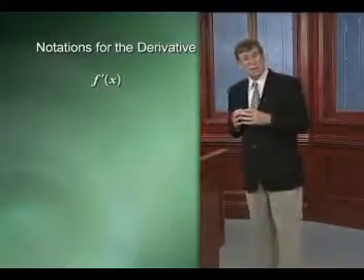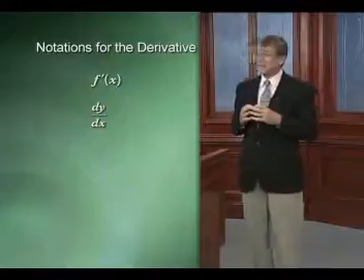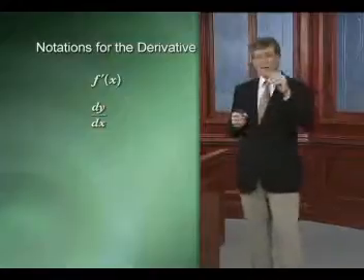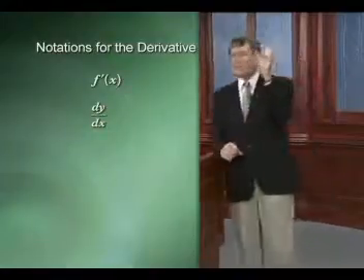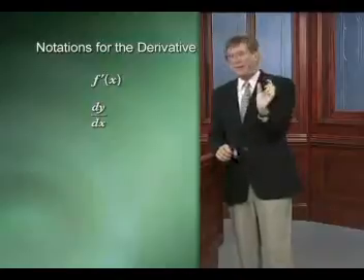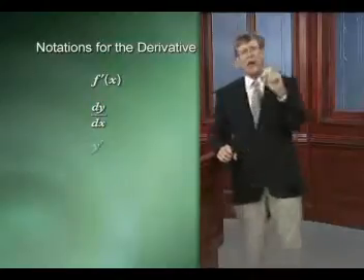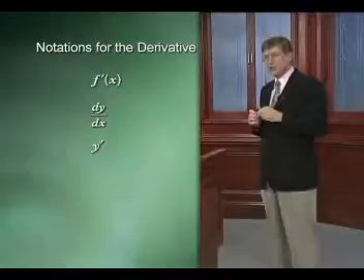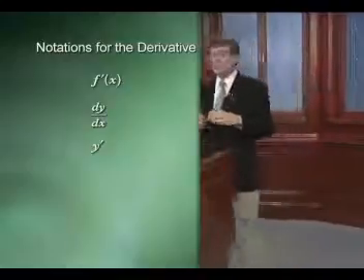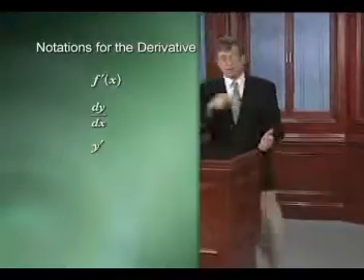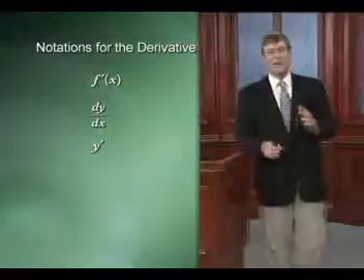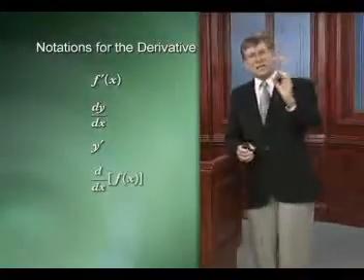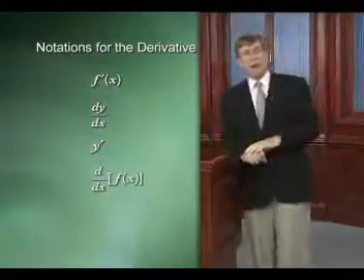f prime of x or dy dx. I like that notation because that reminds me that the numerator is the change in y and the denominator is the change in x. y prime is a very common notation. I like that notation because it's not too hard to write down, just y prime. Another notation is d dx of your function, which you put in brackets.